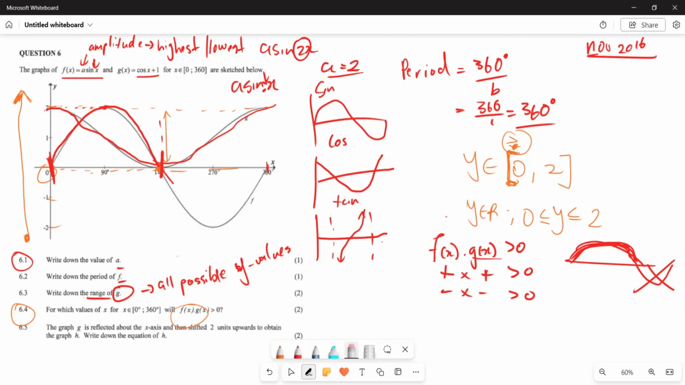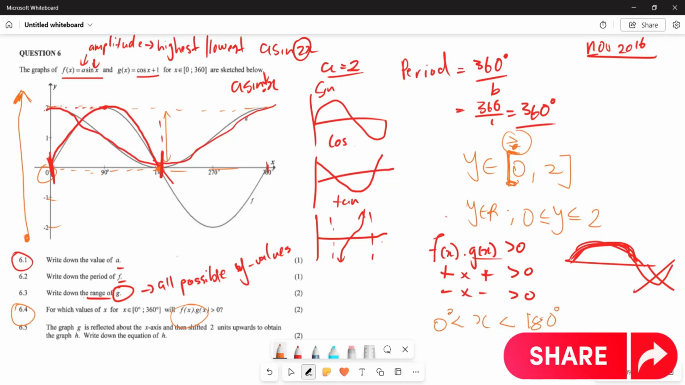And remember, when they say where f of x multiplied by g of x, they say where your y is greater than 0, and where your y is greater than 0, it's going to range between where now? It's going to be where x is an element of real numbers, or basically where x is between 0 degrees and 180 degrees.